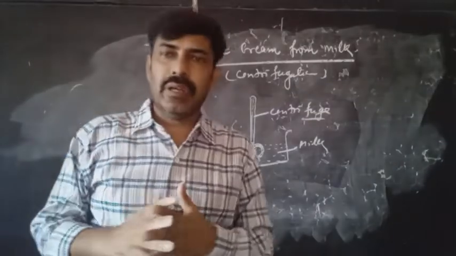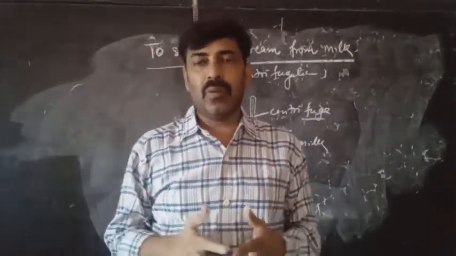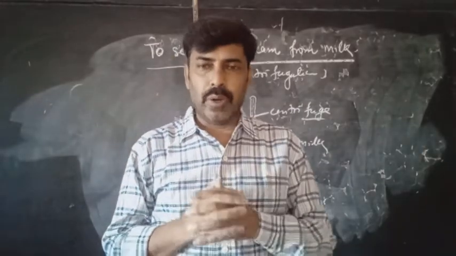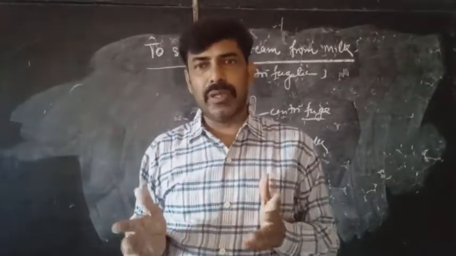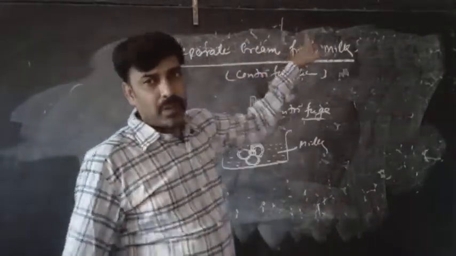so this was the way how to purify the dye from the ink. The name of the way is vaporization. Now we are going to see the next purification method, and that is to separate the cream from the milk.